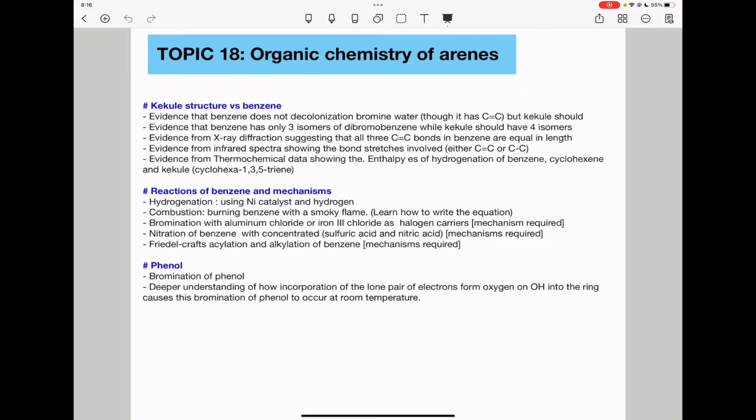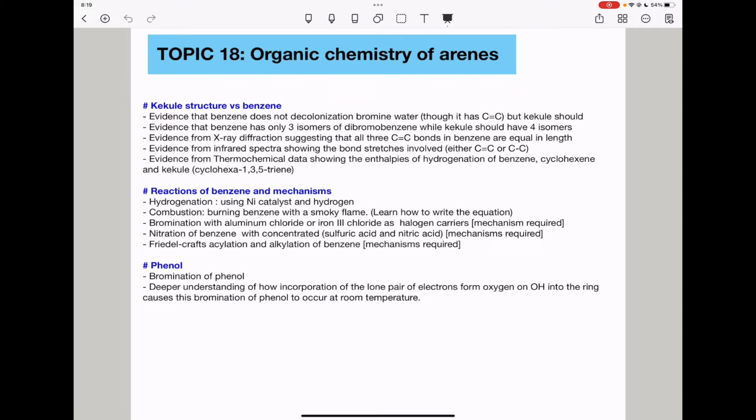Scientists also use evidence from infrared spectra showing the bond stretches involved. The carbon-carbon single bonds and the carbon-carbon double bonds have different stretches. However, with benzene, they found that they had the same pattern. Scientists also used evidence from thermochemical data showing the enthalpies of hydrogenation of benzene, cyclohexene, as well as Kekulé, which is cyclohexa-1,3,5-triene, and they observed that benzene was completely different from the Kekulé they had predicted. Make sure you fully understand all those evidences scientists use.